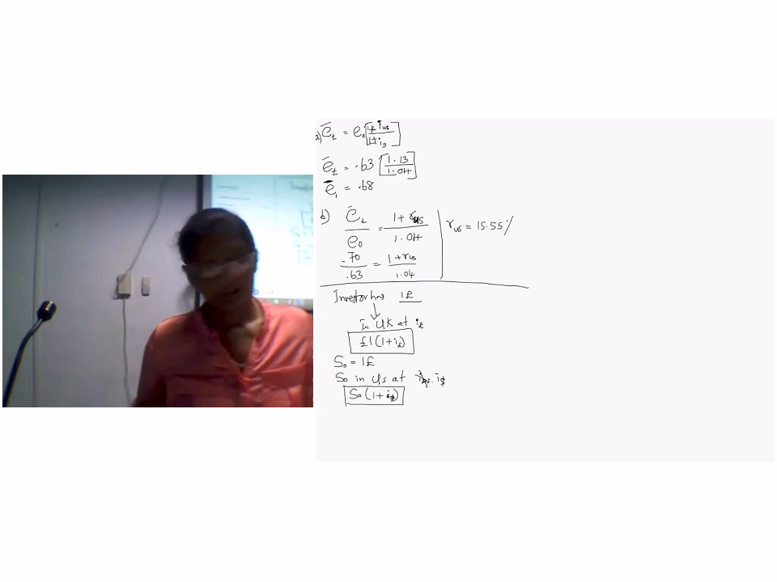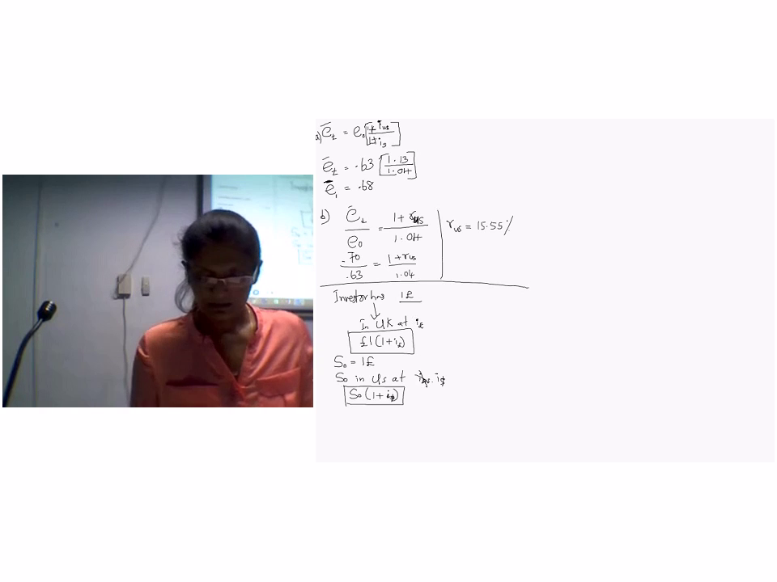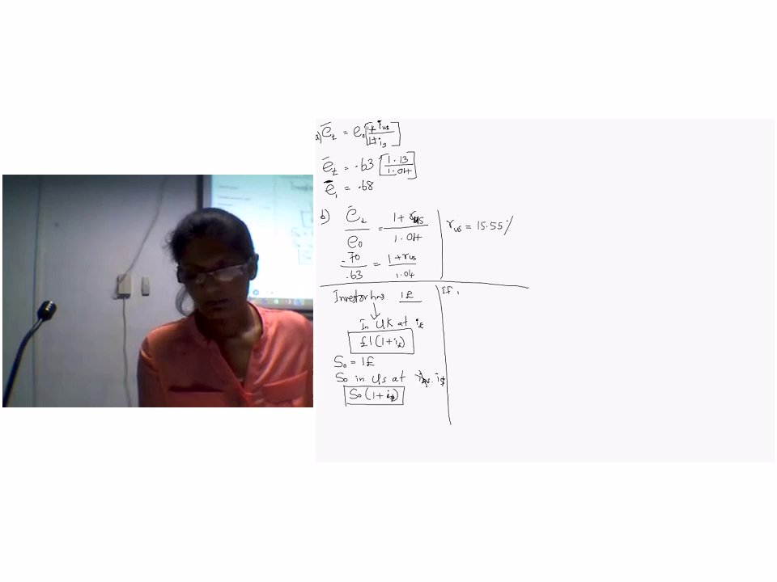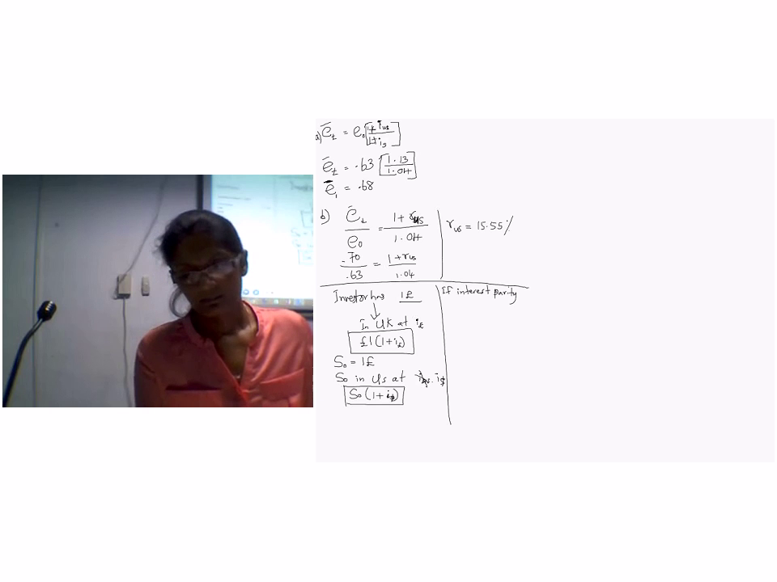So if interest rate parity exists, this 1 pound times 1 plus I pound should equal the exchange rate between the UK and the US times 1 plus I dollars.